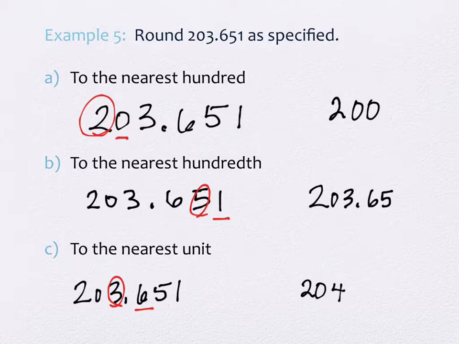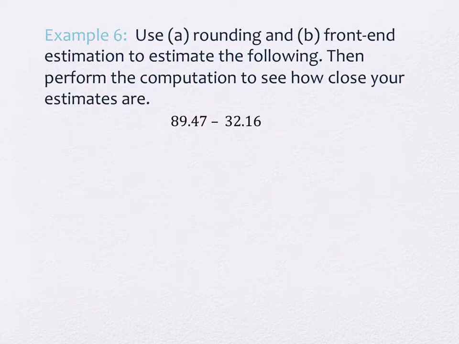All right, the next example is one where it talks about rounding in this sort of vague way. It says, use A, rounding, and B, front-end estimation to estimate the following. Then perform the computation to see how close your estimates are. So there's actually 3 things we're doing. The part that says then is almost like it's a part C, okay? Here's the deal. It just says use rounding. Like, what rounding? What are we going to round to? Well, we get to pick because it didn't tell us, okay? So I'll do it in a couple of ways just to show you what it might look like.